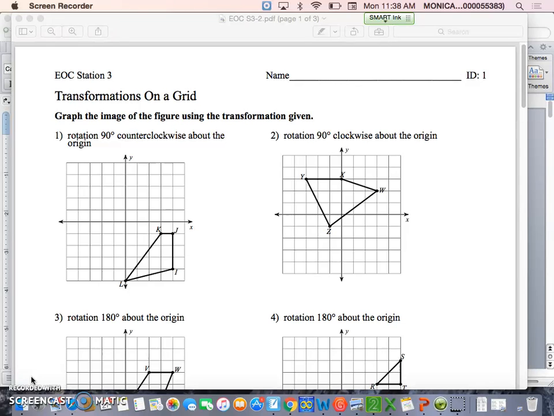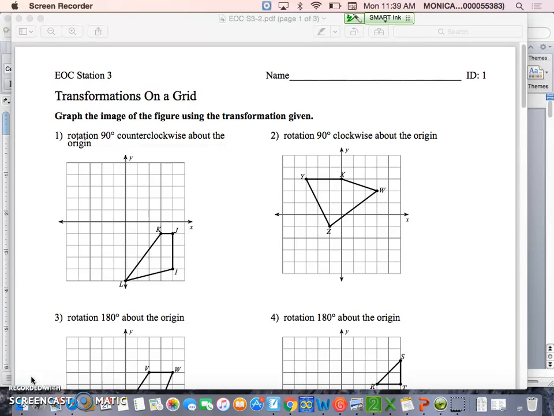So to do transformations on a coordinate grid, unfortunately, these rules are not going to be given to you like they are in that handy-dandy poster that we have on the side of the room. So if you want to look at it, you can to reference it. But you pretty much need to know these rules by heart when you take the test. So these are going to be some of the formulas that you've got to memorize.